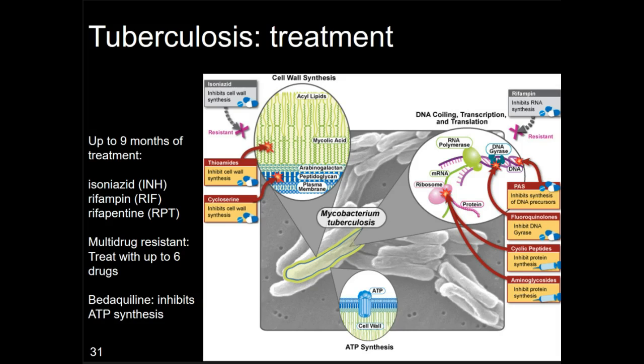Because of the slow replication of Mycobacterium tuberculosis, treatment is typically up to 9 months, and due to the ability of this bacteria to gain antibiotic resistance, treatment typically includes not 1 or 2, but typically 3 different types of antibiotics. Multi-drug resistant tuberculosis may be treated with up to 6 different types of drugs. So a combination of 6 of these drugs to be able to treat multi-drug resistant infections.